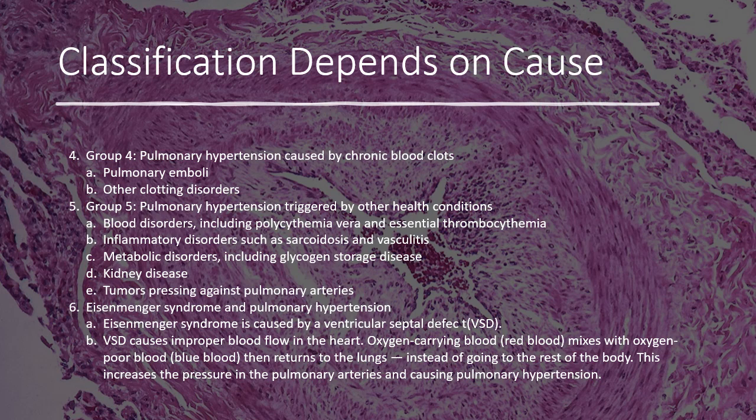Lastly, Eisenmenger syndrome and pulmonary hypertension. Eisenmenger syndrome is caused by a ventricular septal defect, or VSD. The VSD causes improper blood flow in the heart, resulting in oxygen-carrying blood or red blood mixing in with oxygen-poor blood or blue blood, then returns to the lungs instead of going to the rest of the body. This increases the pressure in the pulmonary arteries, causing pulmonary hypertension.